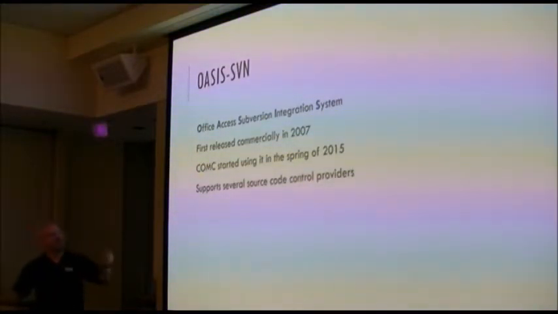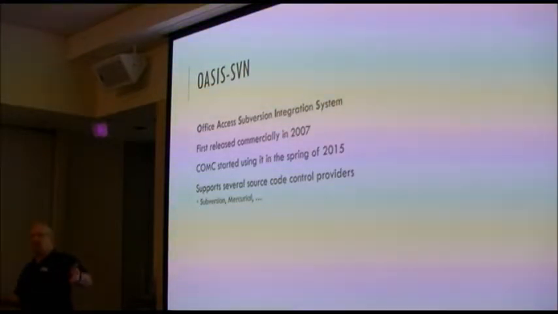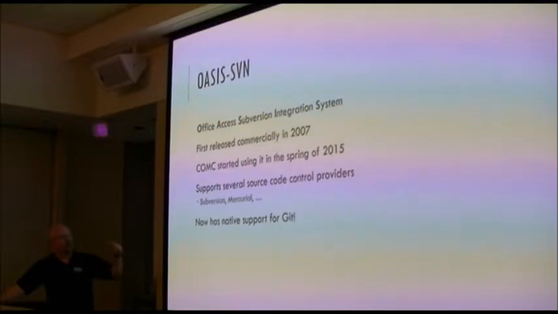It supports several providers. It came out originally with Subversion, hence the S in OASIS. And then Mercurial was another one you could use. We started using Git from the word go, and it worked with Git, it just wasn't integrated in. So you had to jump through some extra hoops, install some extra software, use Visual Studio to manage your check-ins. But about a year ago, the developer added native support for Git.